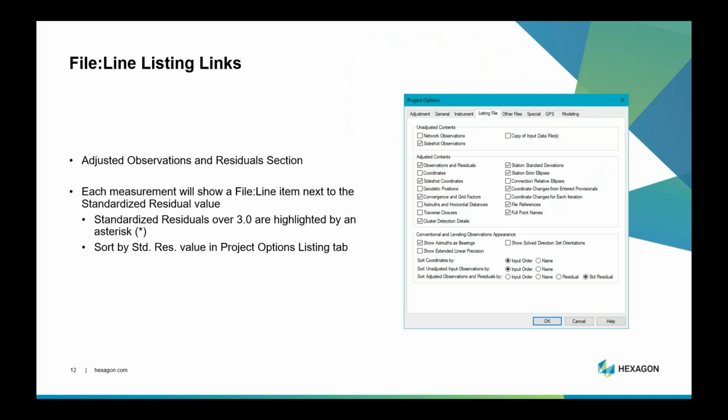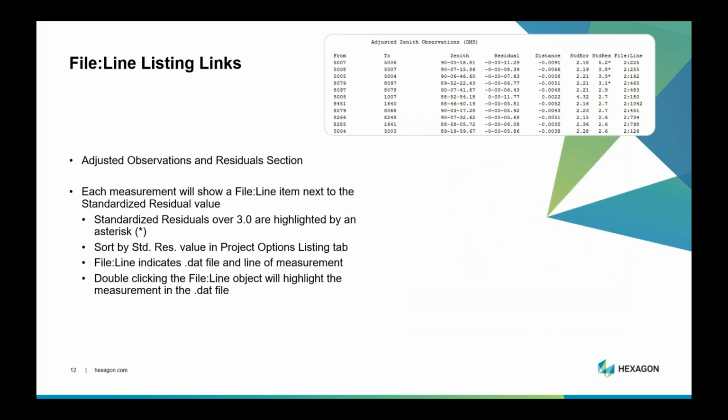Down in the bottom right corner of the listing file tab here in project options, you can see the standardized residual radio button there. So that's how you can sort your observations by the standardized residual, and this will allow you to find those top values easier. So that's what you can see here. It's sorted starting at the top, 5.2, then 3.8, 3.5, and 3.1, and so on. So that's what I've done there so that it sorts it that way and you can find your top value easier.